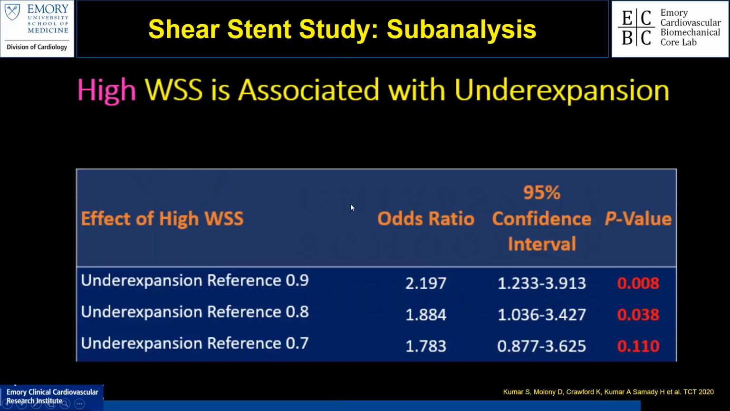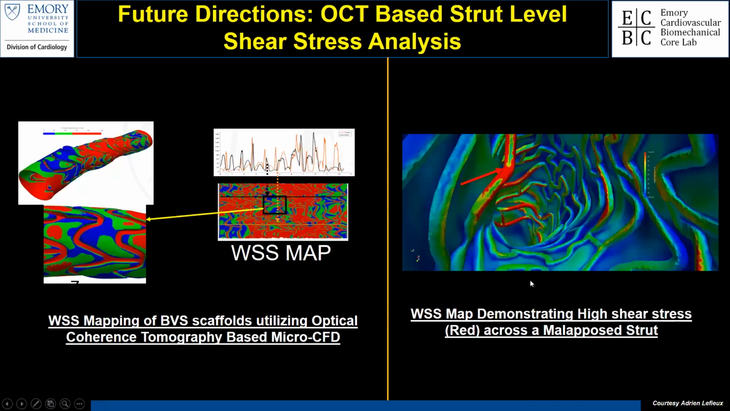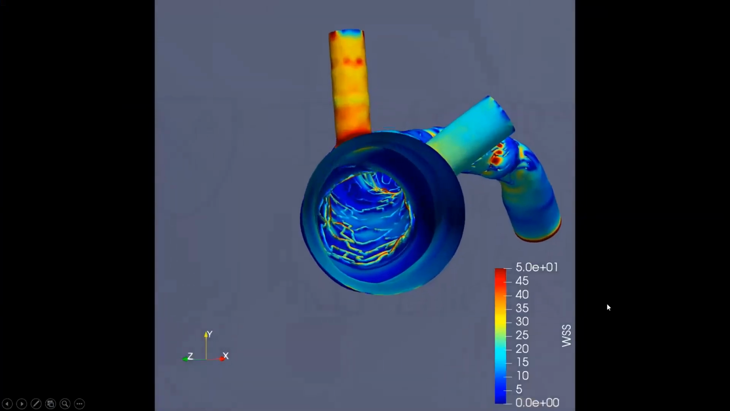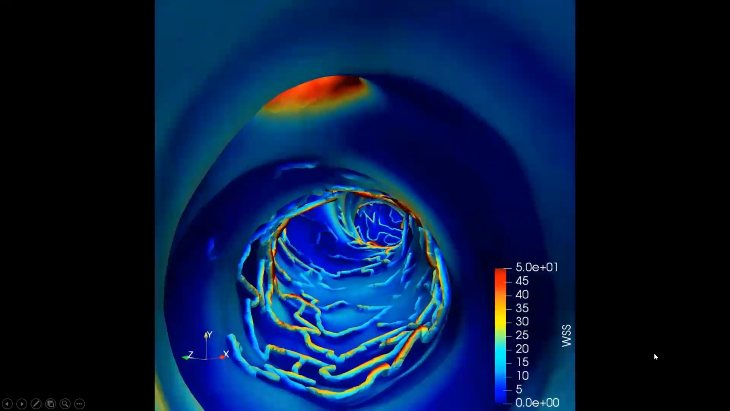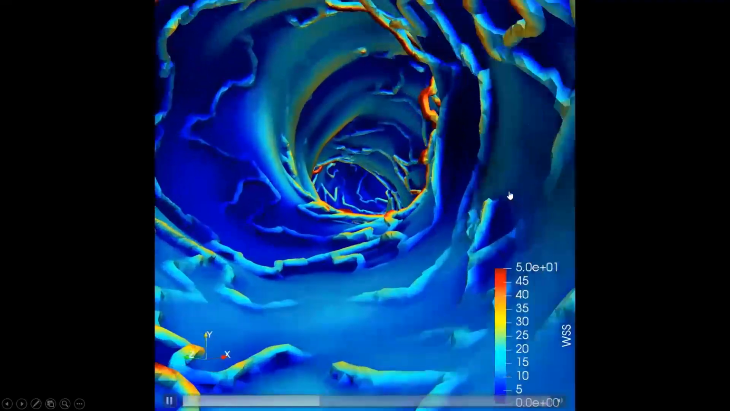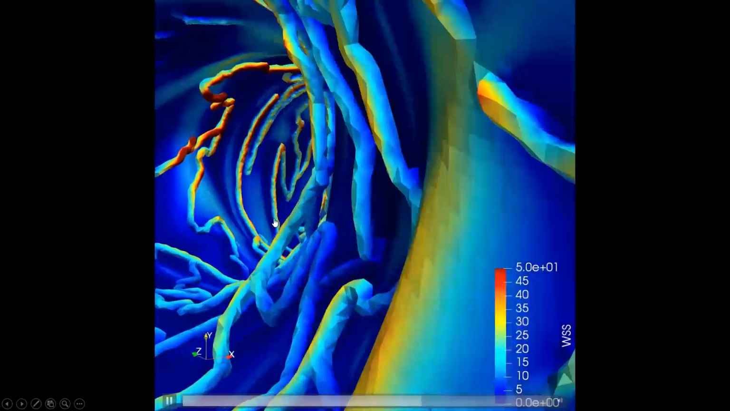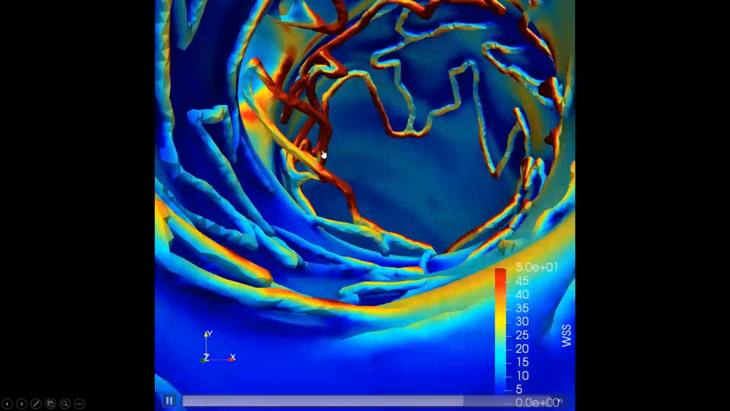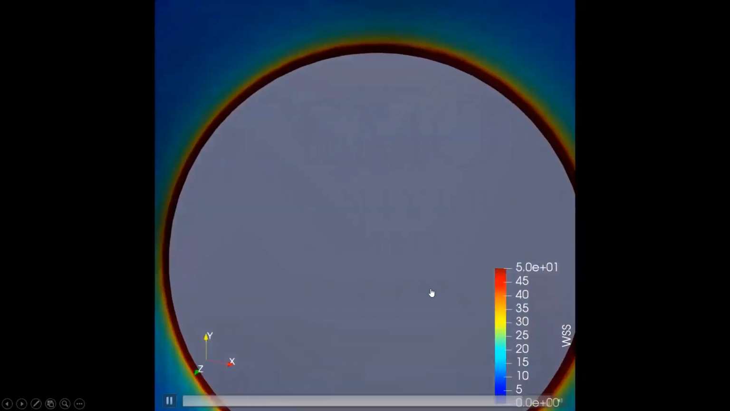One of our co-fellows, Sonali Kumar, is leading a study linking underexpansion to high shear stress. Now we can utilize micro CFD to map shear stress and accurately localize high shear stress zones across a malapposed strut. Here's a fly-through, and as you can see, you can accurately identify the red high shear stress zones on top of the malapposed struts.